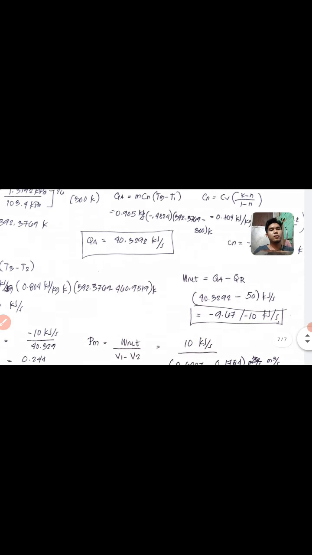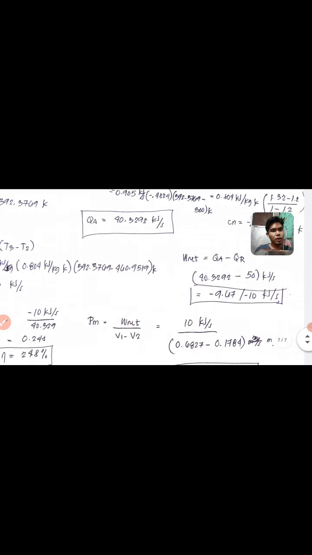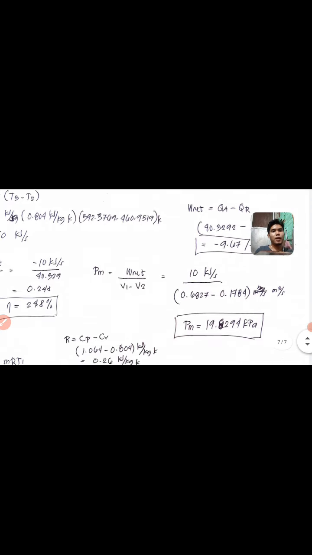Now we can solve for our work net, which is QA minus QR, since we already solved the values of QA and QR. Substituting the values, work net is equal to negative 9.67 or negative 10 kilojoule per second.